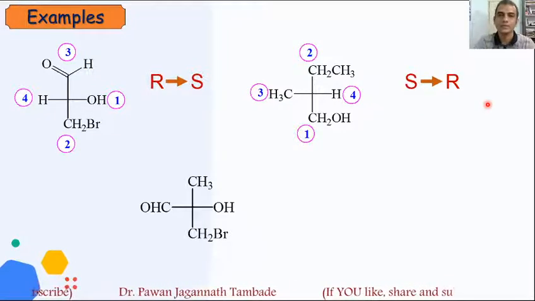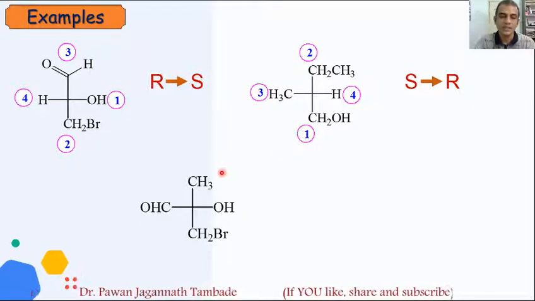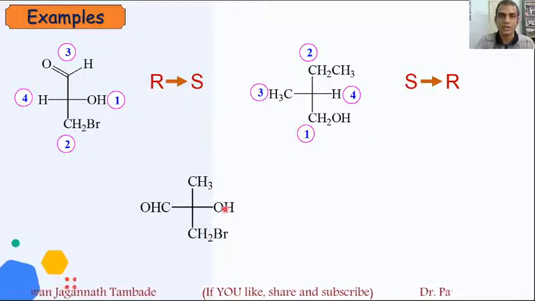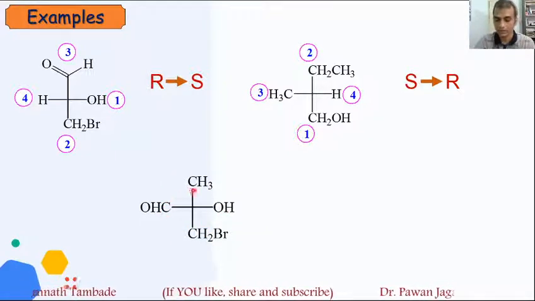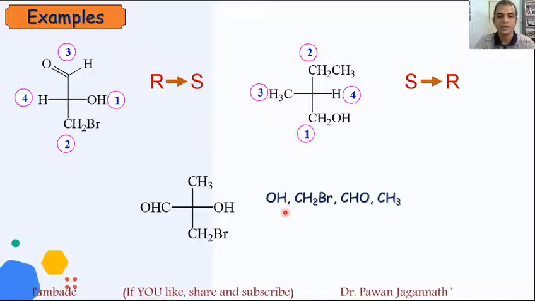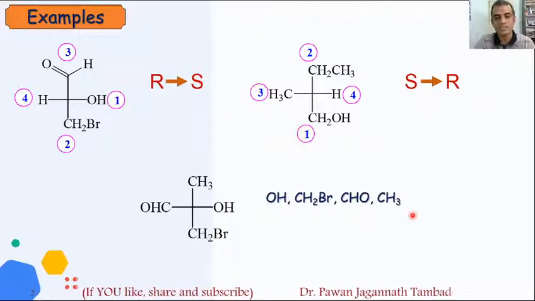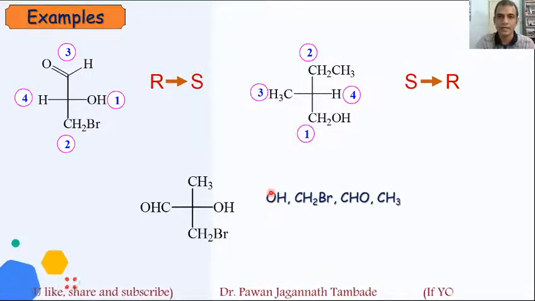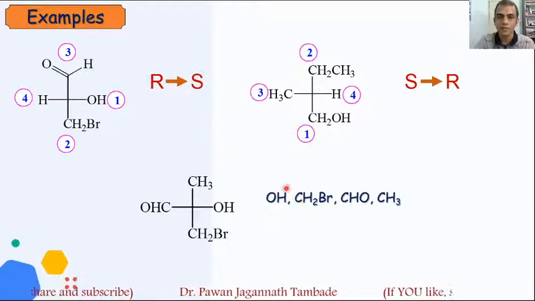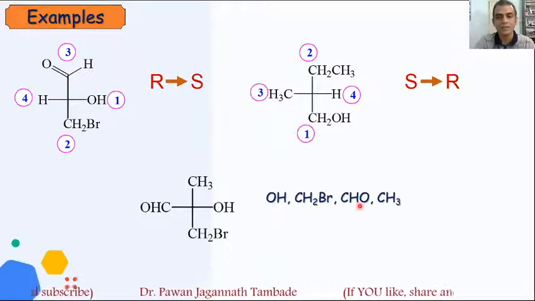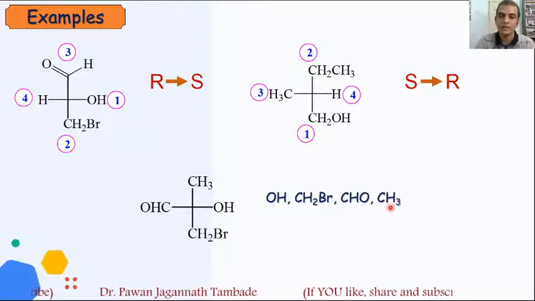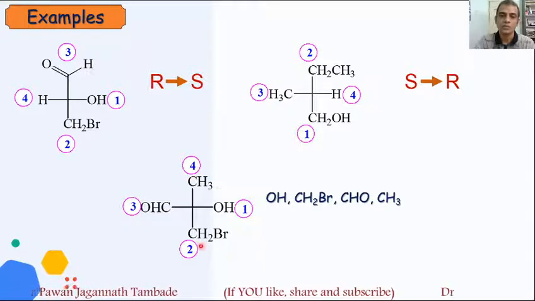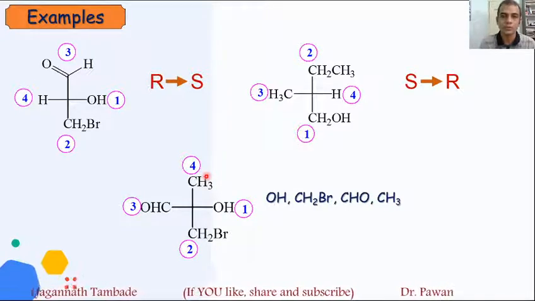Now look at this example. In this example, this chiral center is attached to CH3, CHO, CH2Br and OH. And if you try to find out the priority among these OH, CH2Br, CHO and CH3, then OH will get first priority because oxygen is a direct point of attachment. Then CH2Br will get second priority, CHO will have third priority and CH3 will be having fourth priority. So this is how we can assign priority to this group on chiral center.